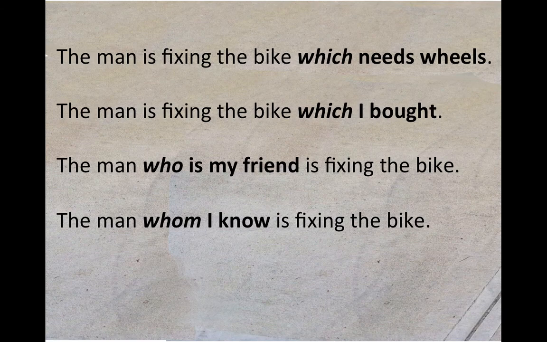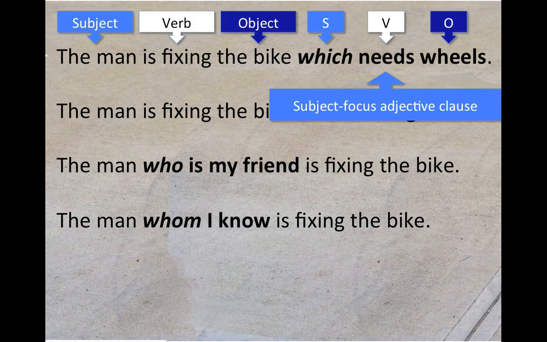Let's look at all of them one more time. In the first sentence, we have the main clause, the man is fixing the bike, subject, verb, object. And then we have a subject-focused adjective clause, "which needs wheels." Here, "which," the relative pronoun, is acting as the subject. "Which needs wheels" is modifying the bike, so it goes after the bike, after the object.